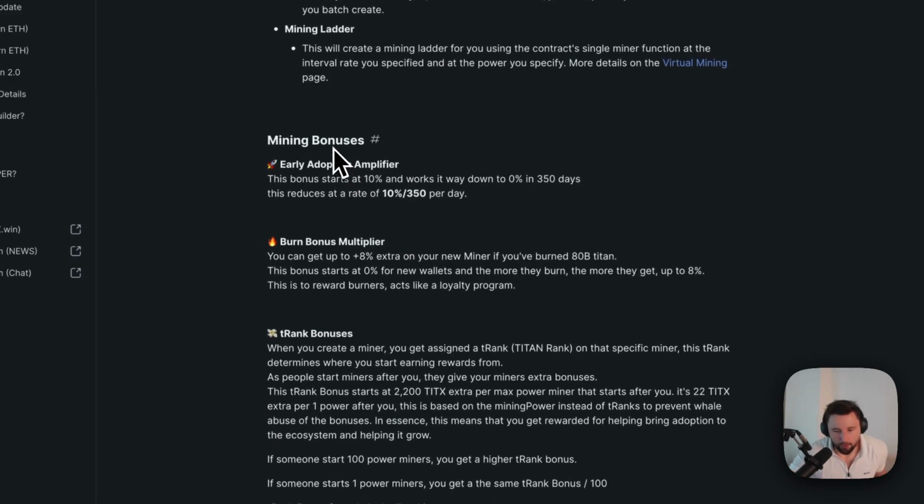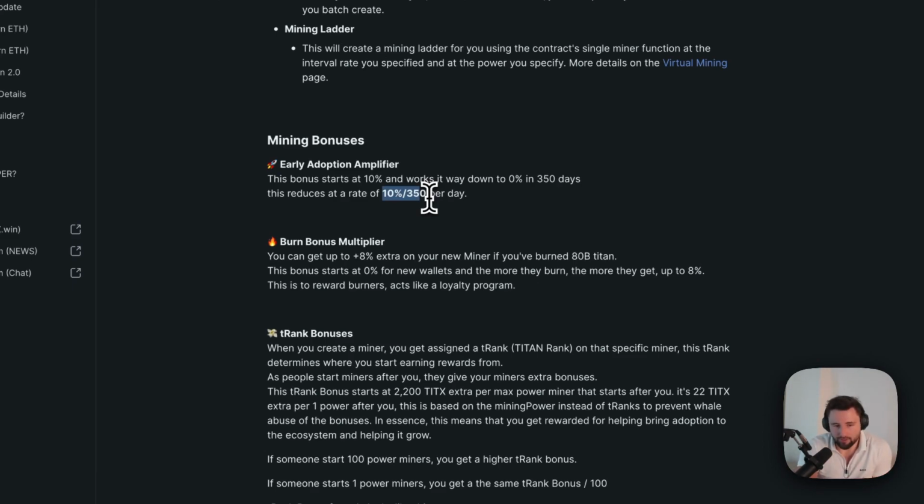Now you have mining bonuses, right? And this is very important. So there's an early adoption amplifier. This bonus starts at 10% and works its way down to 0% in 350 days. The rate reduces at 10% divided by 350 per day. So if you're in at day one, you get the full 10% early adoption amplifier on every Titan you get per day. So the base is 8 million per day at the start. But if you have the 10% early adoption amplifier, you now get 8.8 million a day at the start.